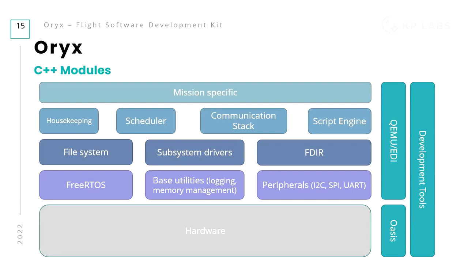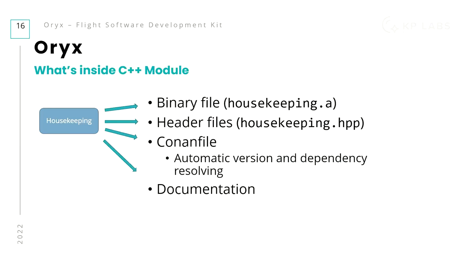Okay, so if we take a single module, for example, housekeeping from that picture, when I say module, it's not only a precompiled library. Of course there's a header, so you can link it and use the code from that library. But we also provide a Conan file. We usually host this ourselves, but you can host a Conan server yourself. For those of you who are not familiar with Conan, this is a package and version manager for C++ that's gaining a lot of attention recently. I think it's one of the two most popular package managers.